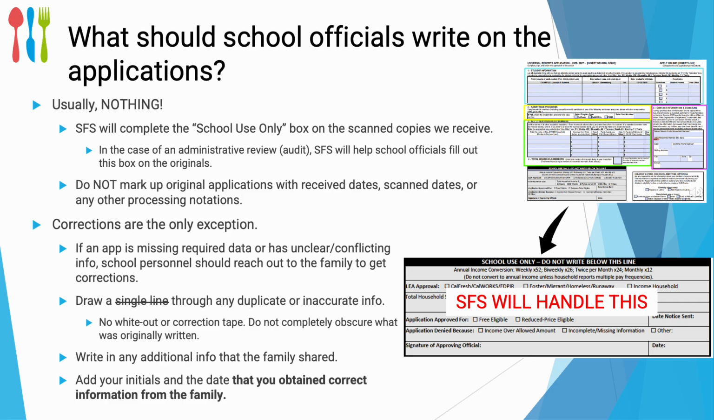So if something seems incorrect, you can draw a single line through it. Please don't use whiteout or correction tape. Just a single line is fine. And then you can write in the additional info that the family shared. And then you would just add your initials and the date that you obtained that correct information from the family. We'll go through some examples of this in a bit, but basically if they left something off that's required, there's no need for the family to come in to fill that out. You can usually just call them and get the information and write it in yourself. The only exception to that would be if it's not signed, then they would need to sign the form.